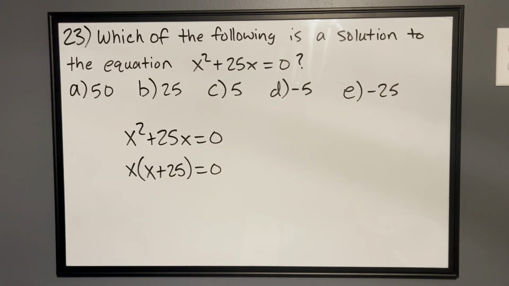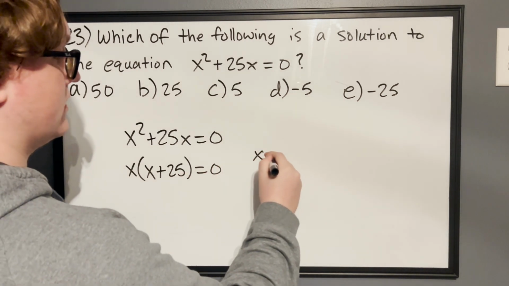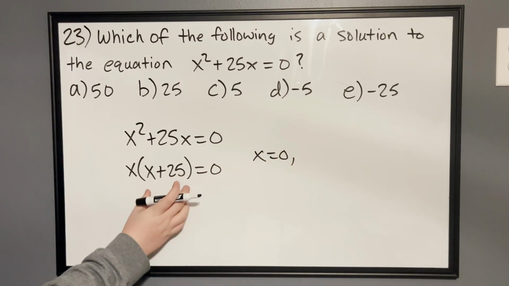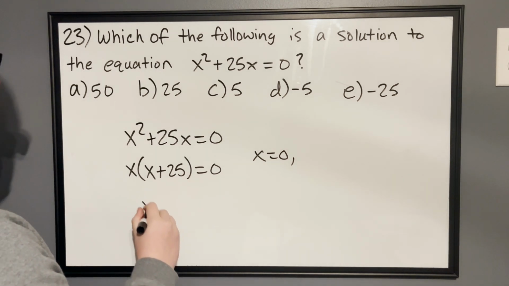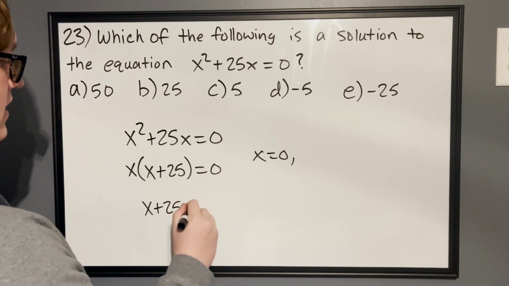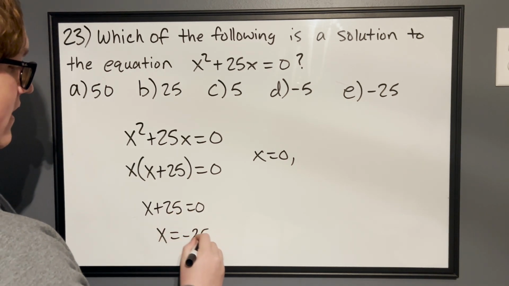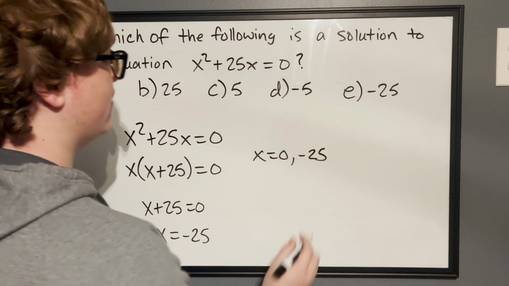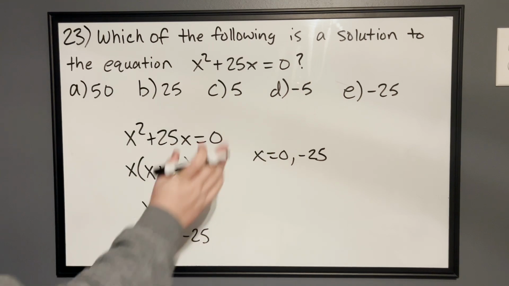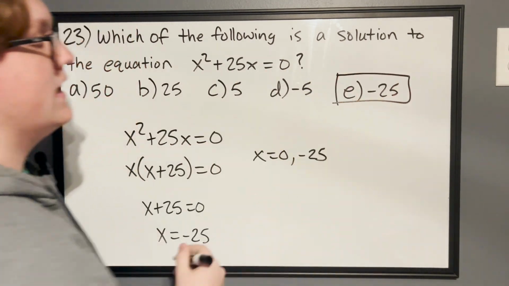So now for this whole thing to equal 0, either this x equals 0, so that's one solution, x equals 0, or x plus 25 equals 0. So let's set x plus 25 equal to 0. Well, x is equal to negative 25. So our solutions for x are 0 and negative 25. 0 isn't up here, but negative 25 is. So our answer for this question is going to be E.